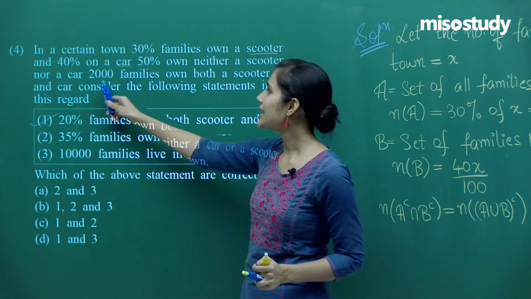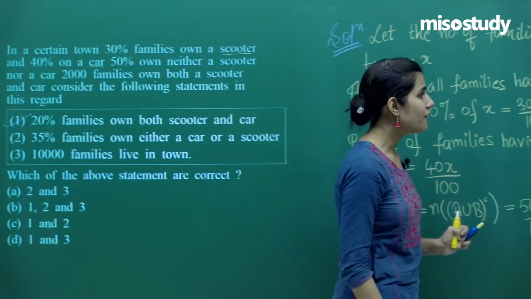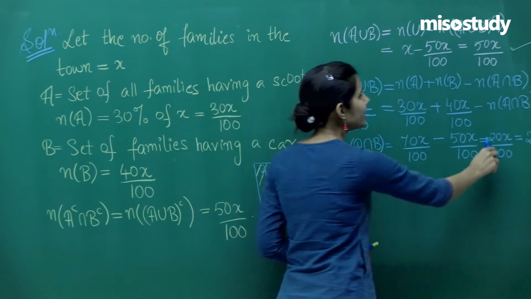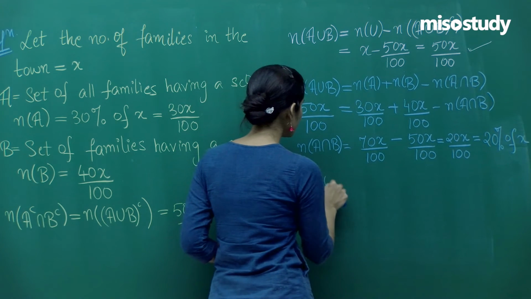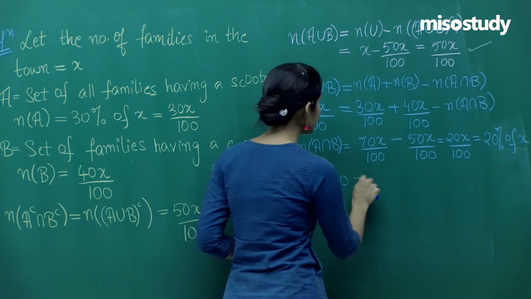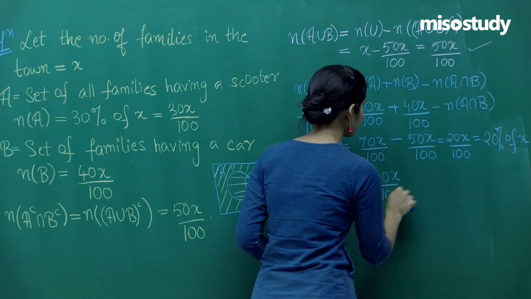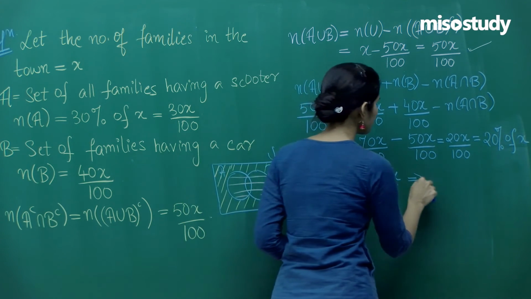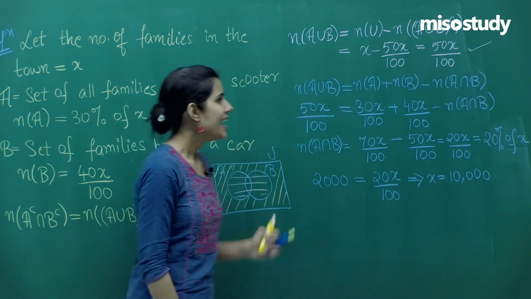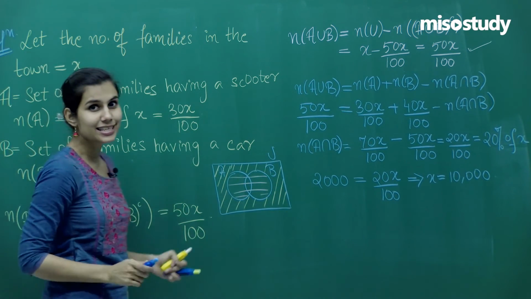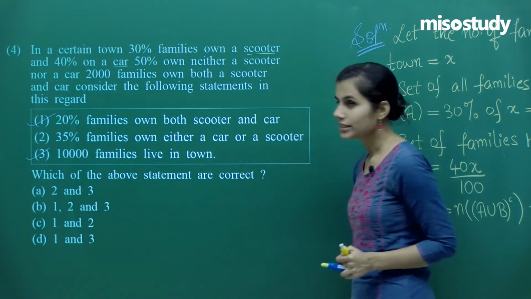Now the question further is saying 2000 families own both a scooter and a car. We already have the number of members in A intersection B to be 20x upon 100, and the question gives me the exact number of this also, which is 2000. 2000 is the number of members in A intersection B, which is 20x upon 100. From this, you get x equal to 10,000. But what was x? X was equal to the total number of families, and therefore the total number of families who live in the town has come out to be 10,000.